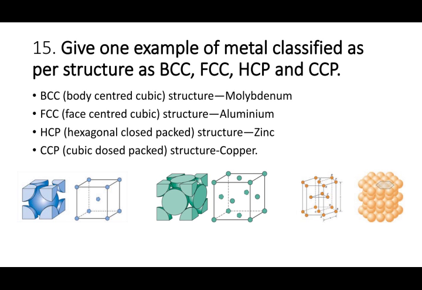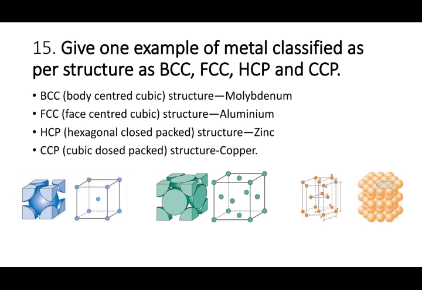Next question, give one example of metal classified as per the structure as BCC, FCC, HCP and CCP. BCC means body centered cubic structure. Molybdenum has body centered cubic structure. The first two diagrams are BCC structure. 8 atoms at the corners and 1 atom at the center. Such structure is known as BCC.